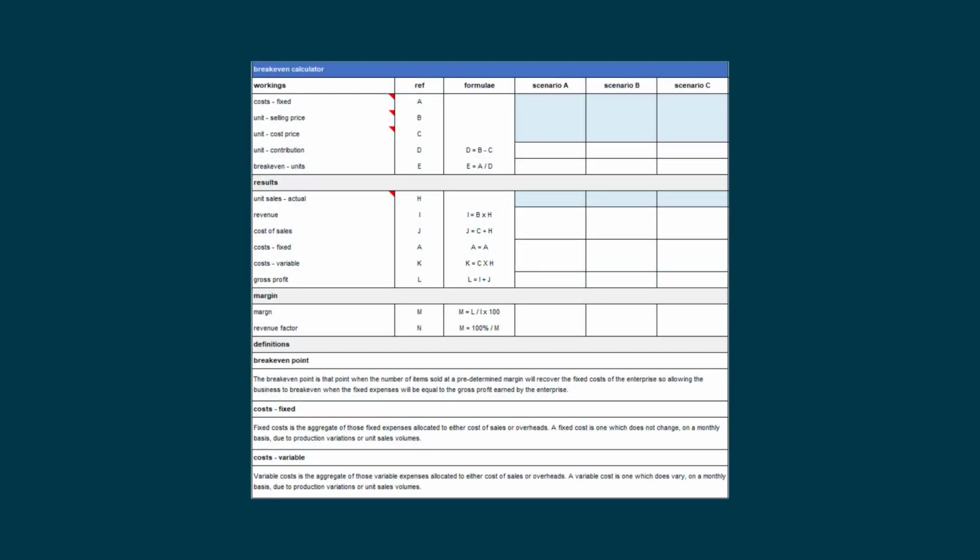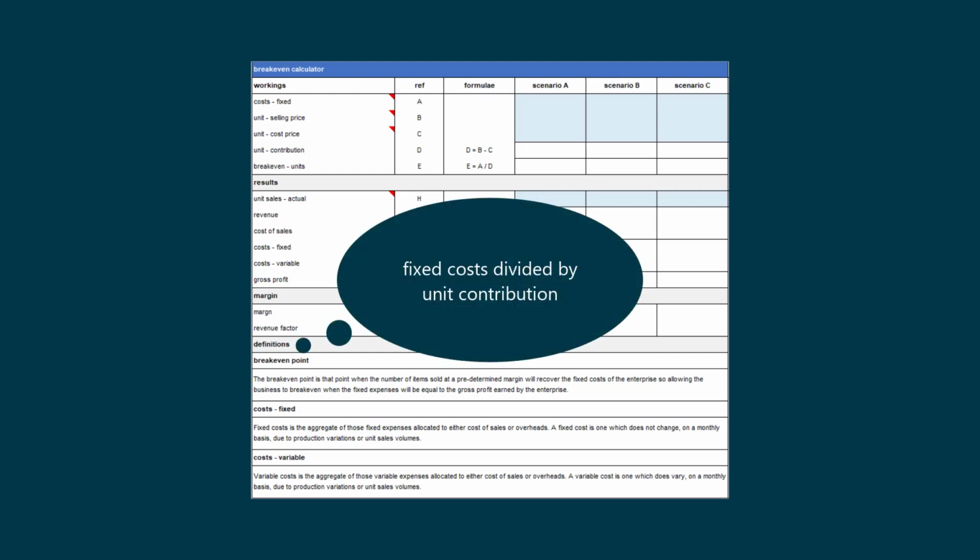Before we do any calculations, let's examine the definitions. The break-even point is that point when the number of items sold at a predetermined margin will recover the fixed costs of a business, so allowing it to break even when the fixed expenses will be equal to the gross profit earned by the business.